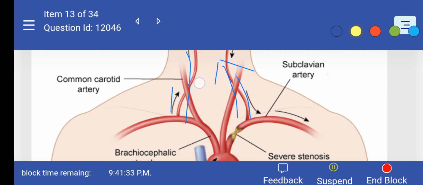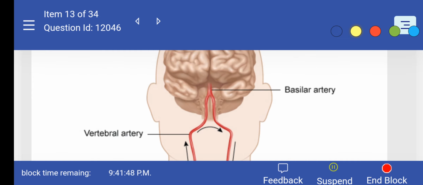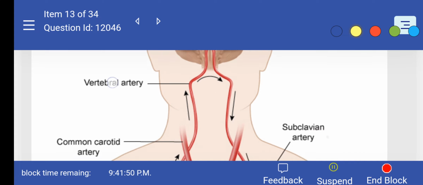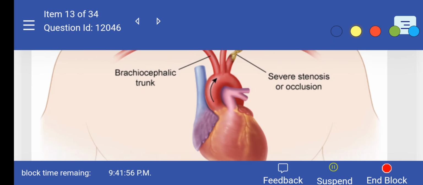This one is the vertebral artery. The blood is pulled from this vertebral artery in the retrograde direction. If we move upward, we have the basilar artery, then the vertebral artery. So the flow would become retrograde.